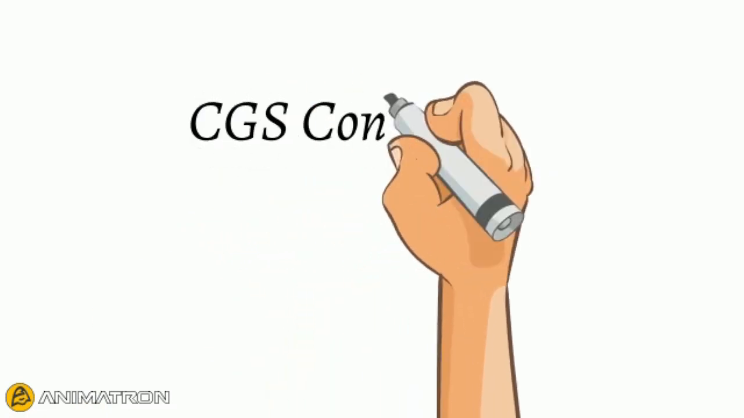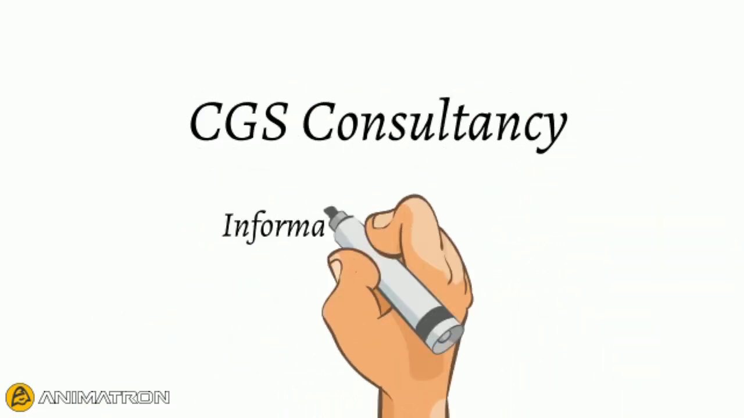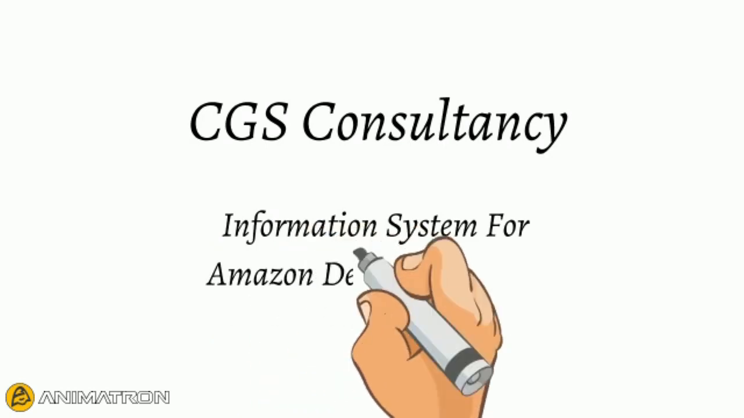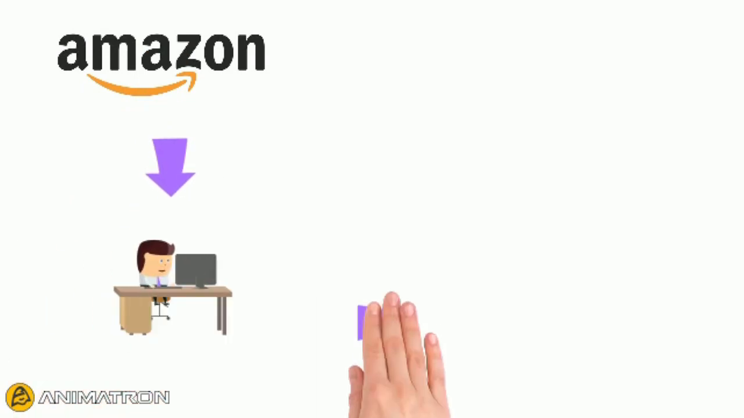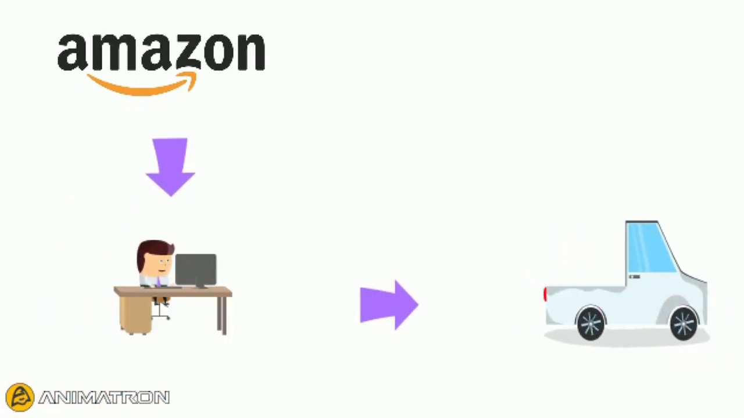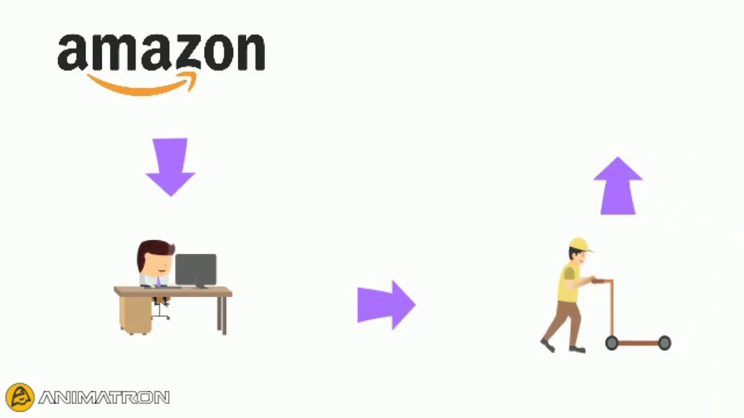We are CGS Consultancy, and our task was to design an information system for use by an Amazon delivery business. The information system would allow the manager to process delivery requests from Amazon and transform them into delivery routes. These delivery routes would then be executed by drivers who would send packages to consumers.